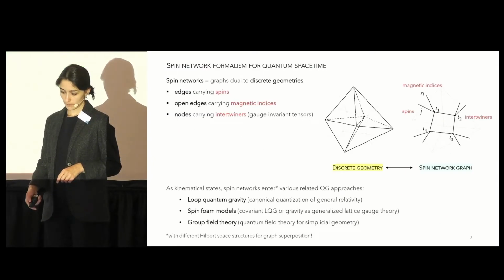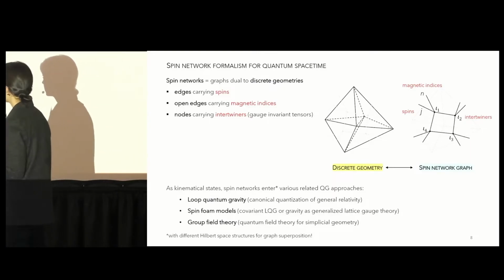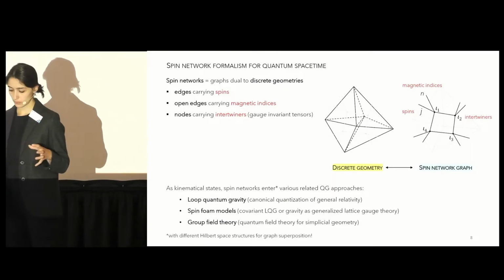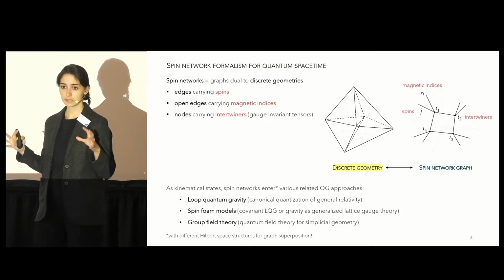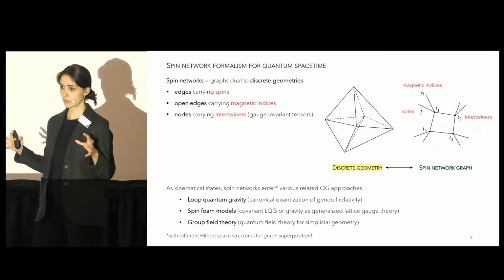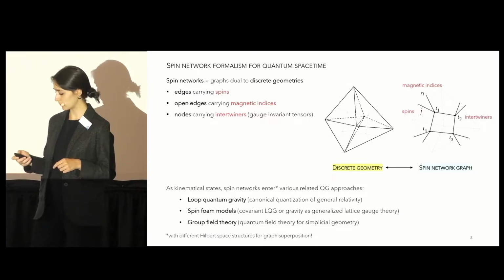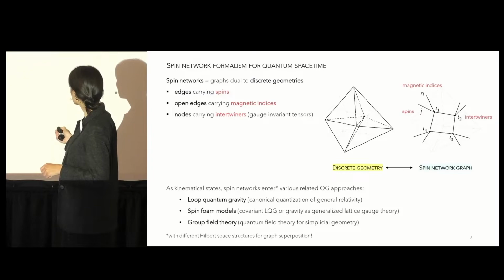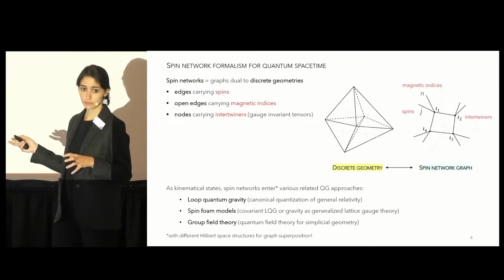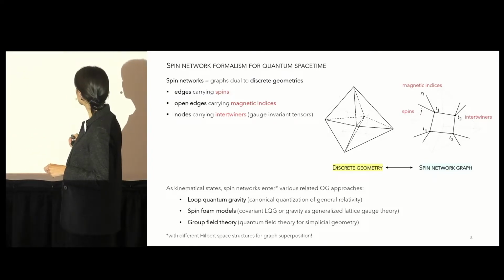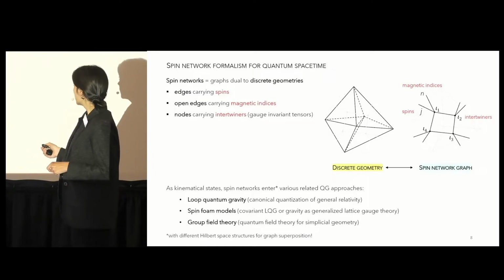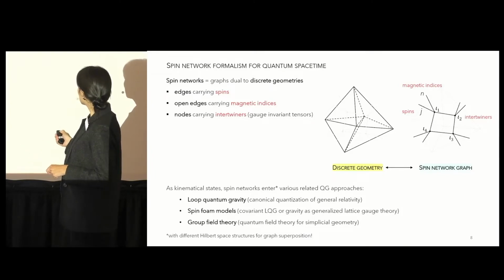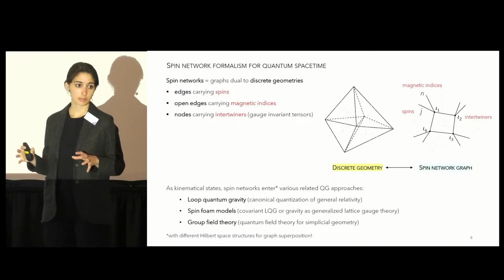Now, spin networks, as I mentioned before, are discrete geometries built up from gluing these elementary portions of space. And so in the dual representation, by gluing together vertices dual to the individual tetrahedra, we get a graph. And this is the spin network graph with the spins attached to the links, the intertwiners attached to the nodes, and the magnetic indices on the open links.